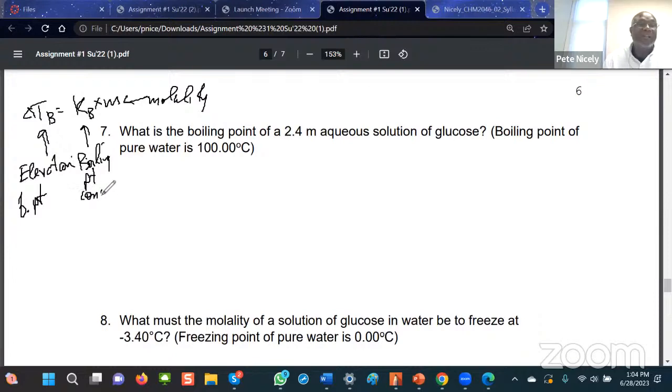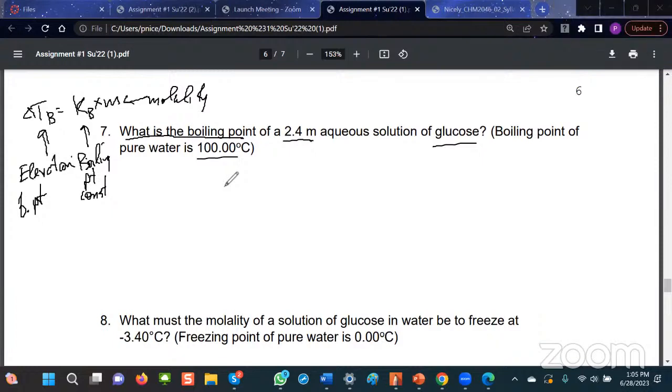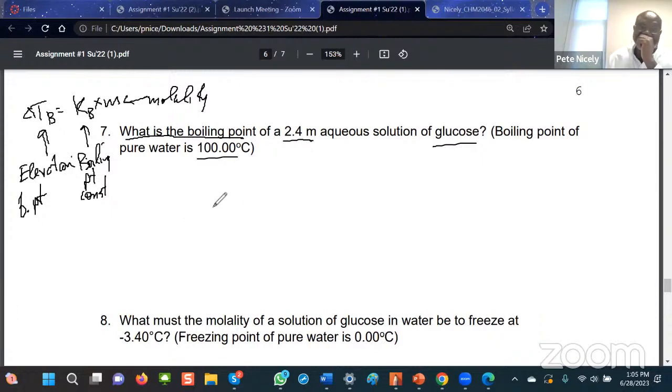All right. So the question is asking, what is the boiling point of a 2.4 M, and this is molality, 2.4 M solution of glucose, and it gives you the boiling point of pure water being 100 degrees Celsius. So how would you tackle this problem? This is a relatively simple problem. Anybody with any ideas? Would you take 100 times 2.4? No. Because you need the KB value.